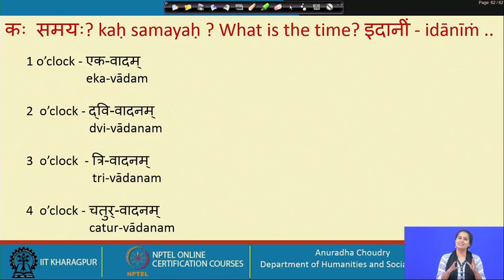But when we are saying the time, it doesn't work like that. We have to fall back on the root words of each of these numerals, and then we would add the vadanam to it. So, for 1 o'clock it is eka vadanam, 2 o'clock dvi vadanam, 3 o'clock tri vadanam and 4 o'clock chatur vadanam.